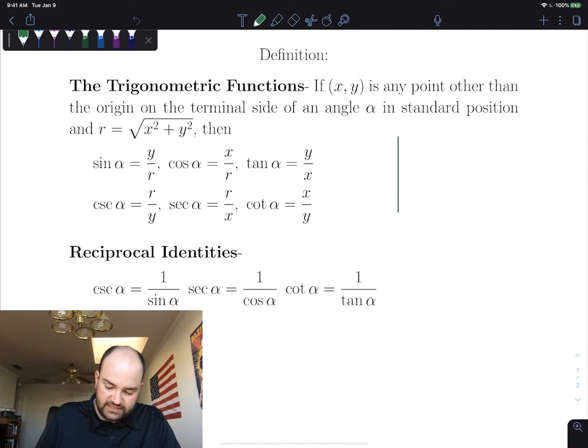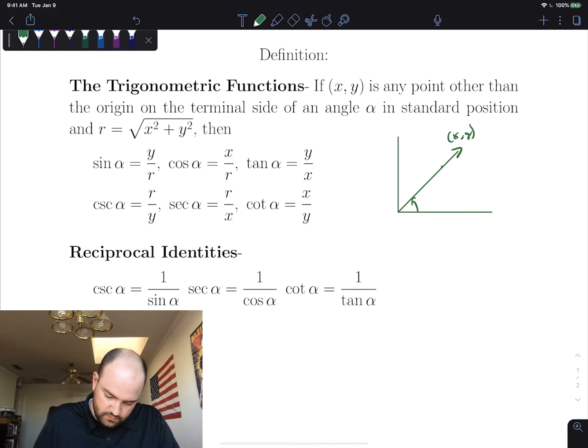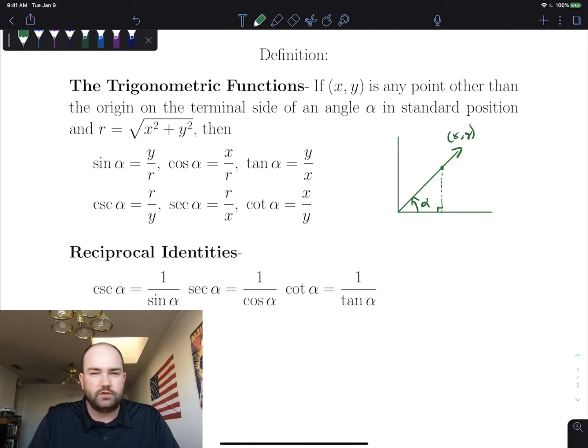What I'm going to do instead is look in the first quadrant here, and some coordinate, (x, y) there. And then we have an angle there. So (x, y) will be on the terminal side of the angle alpha. Notice that if I do a vertical line like that, we can create a right triangle. And trigonometric functions are really best defined using right triangles.